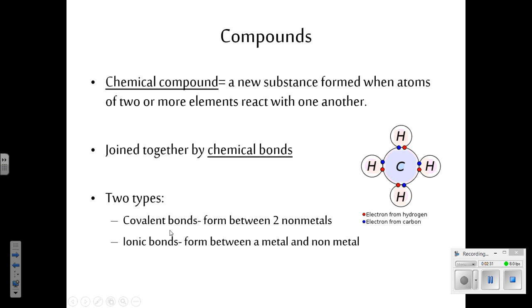The first one is the strongest type, that's called a covalent bond, and that's going to form between 2 nonmetals. Your nonmetals are on the right side of the periodic table. Those are mostly gases. That also includes the hydrogen for this one.